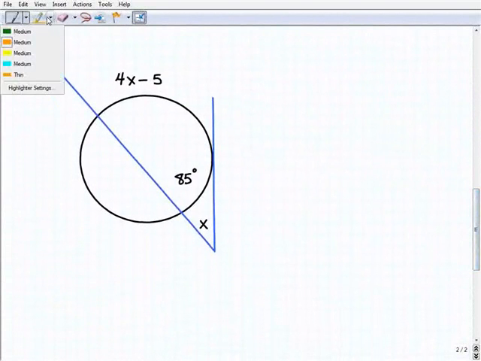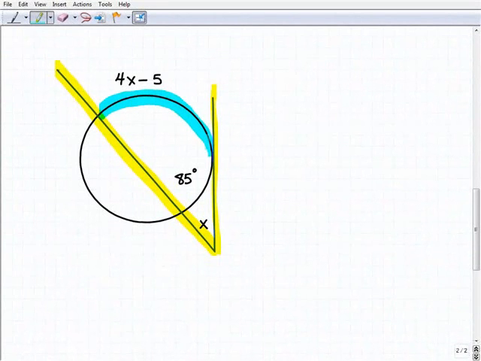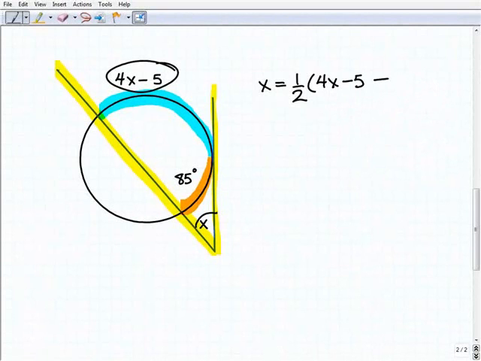So once again, just more of the same. Here I have a secant and a tangent, but it's still the same formula as that previous problem. So I have to look at the intercepted arcs. That would be one intercepted arc, and here we have the other. So x, this outside angle, is going to be equal to 1/2 the difference of those intercepted arcs. So that would be 4x minus 5 minus 85. There's that other intercepted arc. So I'm going to write that a little bit better.